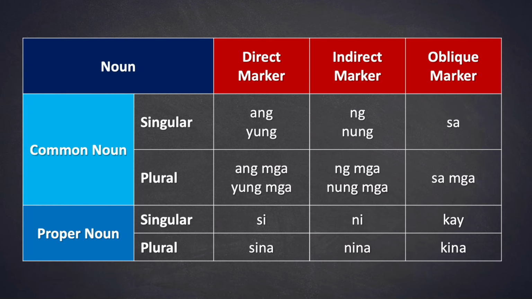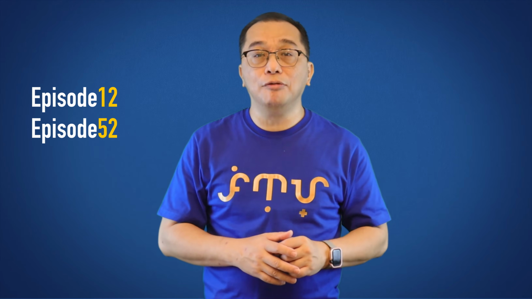As you can see in this table, the three main types are the direct marker, the indirect marker, and the oblique marker. All three are used in conjunction with common and personal nouns in the singular and plural forms. I have talked extensively about the direct case marker in episode 12 and the indirect case marker in episode 52. But there are nuances that I did not discuss in those videos. If you wish to review or you have missed those, please check them out. The links are in the description box down below.